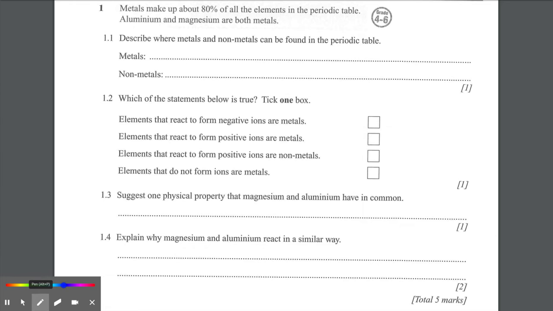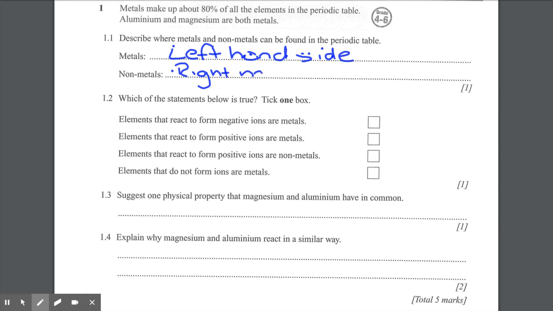Very generally, the metals are found to the left-hand side of the zigzag line which separates the two, so the left-hand side of the line, if you've got a periodic table with the line on it. And non-metals are generally found to the right-hand side of the zigzag. Obviously, there's a general diagonal situation, so left-hand side more to the bottom half, right-hand side more to the top half of the periodic table. But as I say, most of the periodic table is metals anyway.